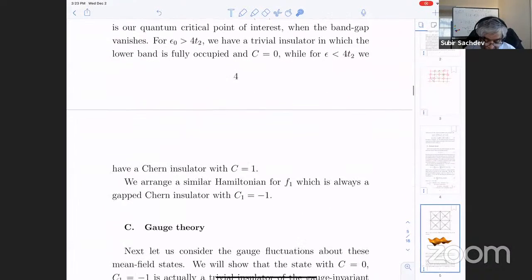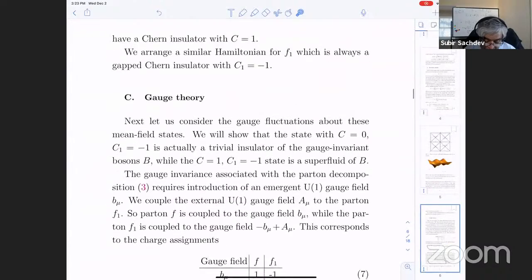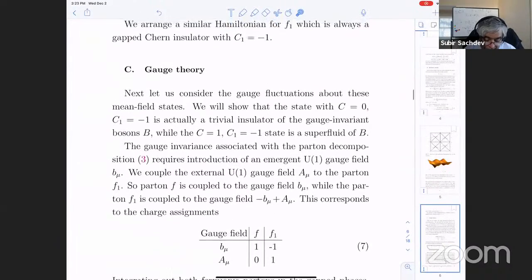Okay, so let's show this. Let's not even look at the transition. Let's look at the phases. So we start with the state C equals 0, C1 equals -1. That's actually a trivial insulator. Well, 1 minus 1 is a superfluid. That's kind of remarkable how that works out.